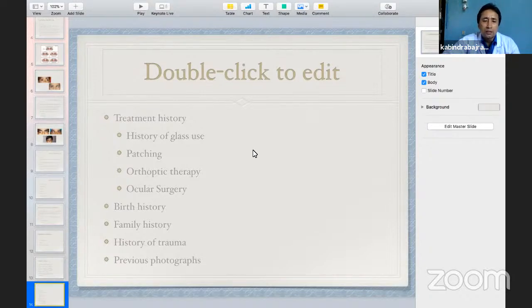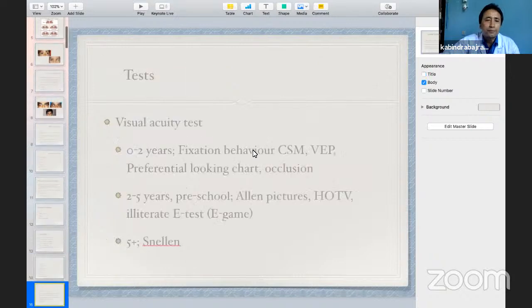The maternal history during pregnancy, and whether the time of birth is premature or term. The family history of strabismus is also important. History of trauma to the eyes and head is also important. And we should consider the previous old photographs to compare for the degree of changes in strabismus, and whether it is acute onset or present from congenital or at birth.